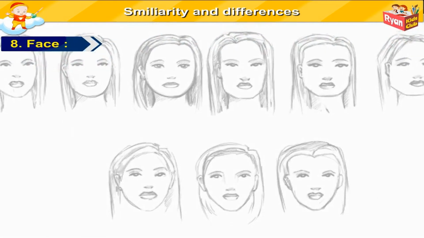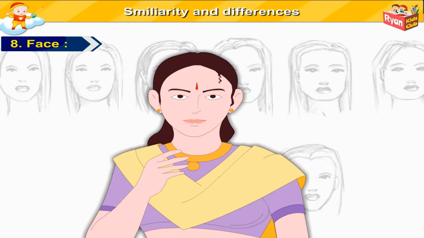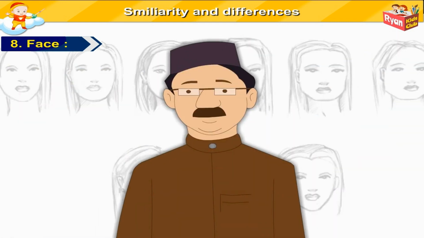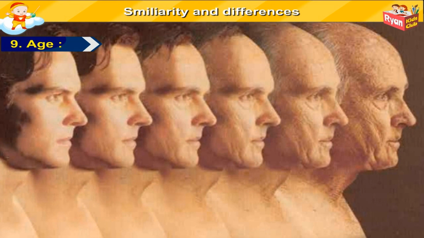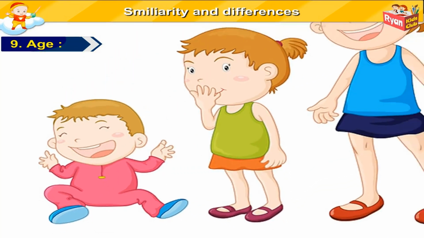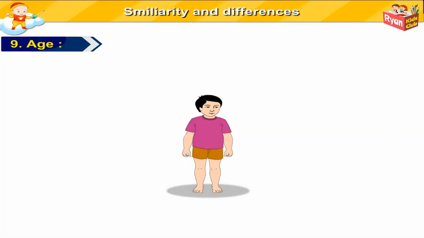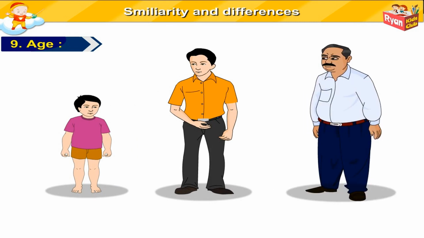8. Face. Some people have long faces, while some have round faces. Some people have oval faces. 9. Age. People look different according to their age. For example, a little boy, a teenager, and an old man look very different from one another.